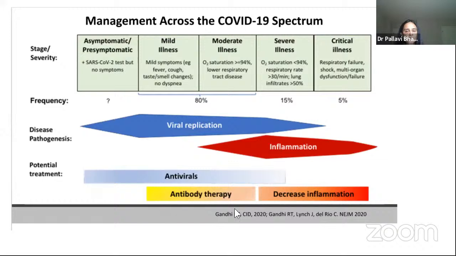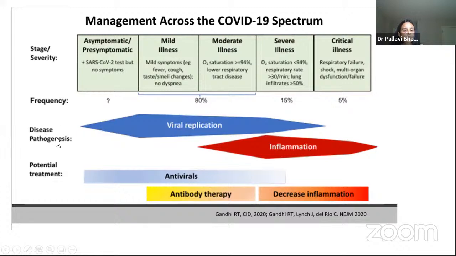So just to remind ourselves, going back to the different stages and severity. About 35 to 40% of all patients who get infected are asymptomatic. Out of the symptomatic ones, 80% would have mild to moderate illness, and about 15% would have severe illness, meaning oxygen saturation less than 94%, RR more than 30, and lung infiltrates occupying more than 50% of the lung. So that's severe. While critical illness is infection with respiratory failure, hypotension, or multi-organ dysfunction. That's about 5% of symptomatic people.